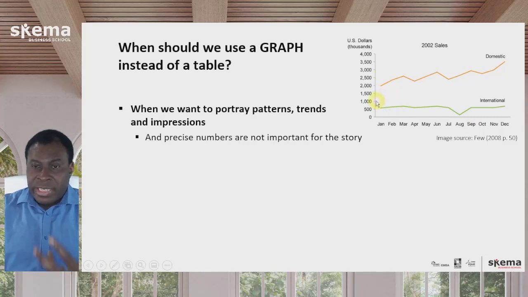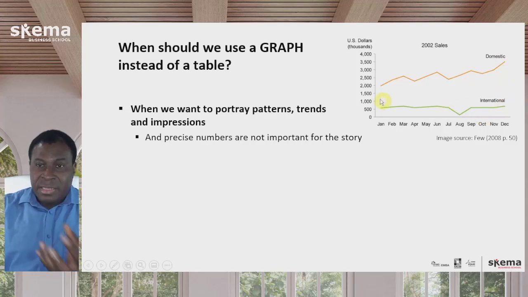But what strikes you here first is that domestic sales are much higher. They start at 4 times higher than international sales, and they rise up to around 7 times higher. And domestic sales have an upward trend. There are some dips, but the general trend is upward. In contrast, the trend of the international sales is pretty flat. There's a dip in August, but it comes back, and is flat over time.